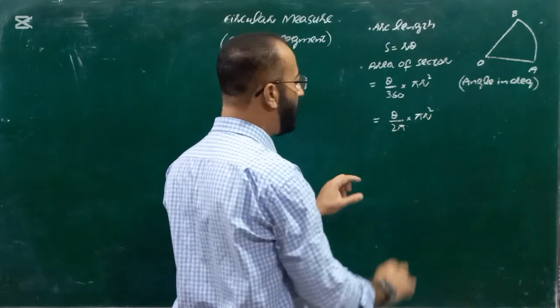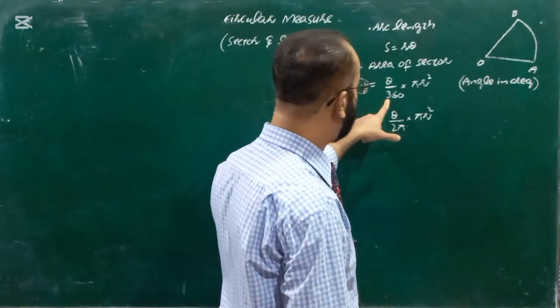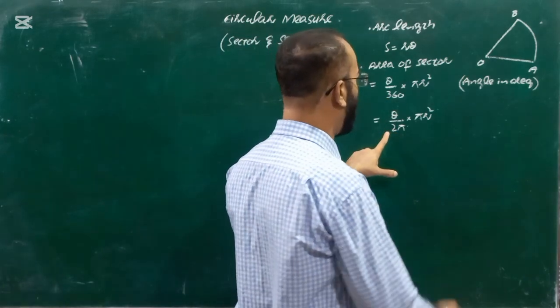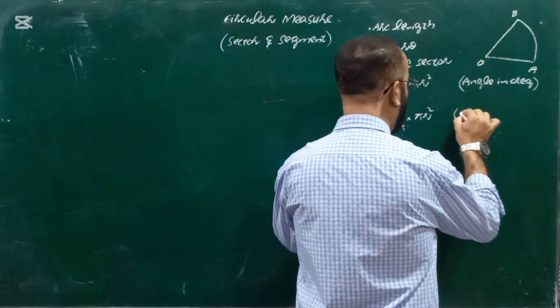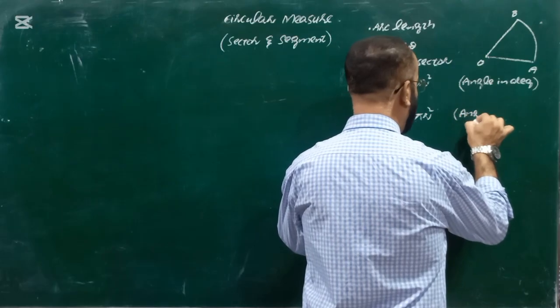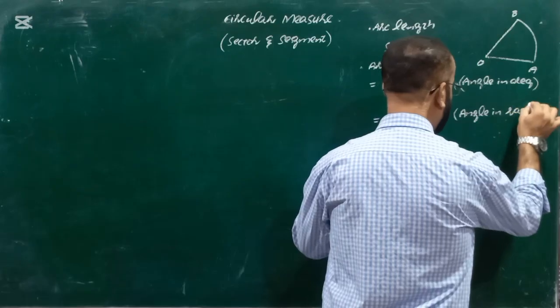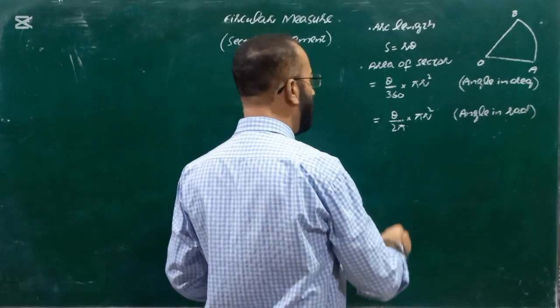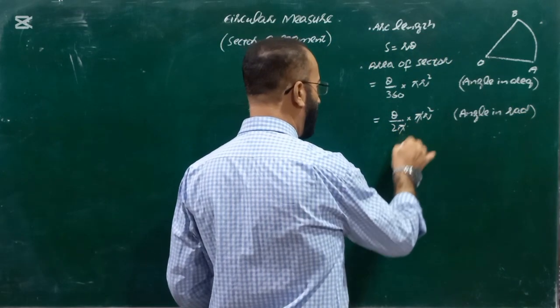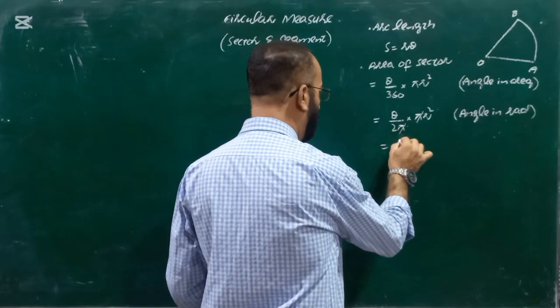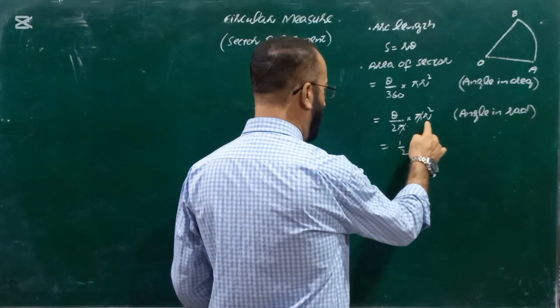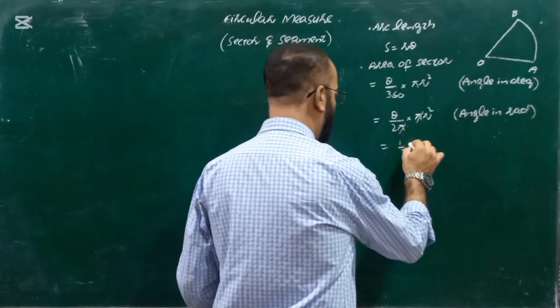All other things are remaining same. Just we have put 360 equal to 2 pi. So this is the formula when angle is in radian mode. So pi will be cancelled by pi. So the formula will become 1 by 2 r square theta.